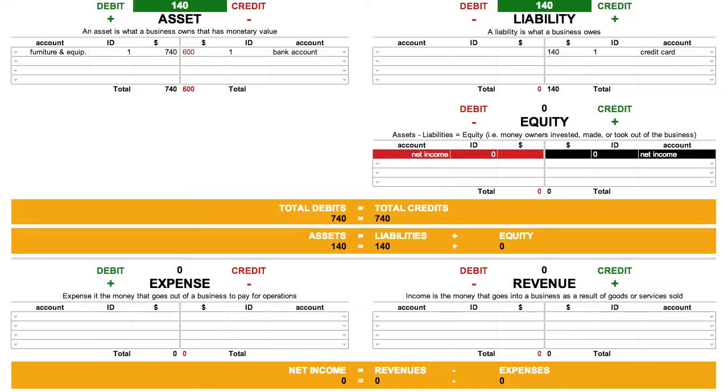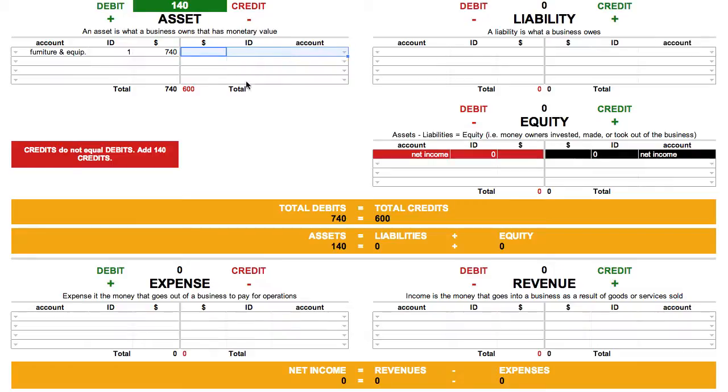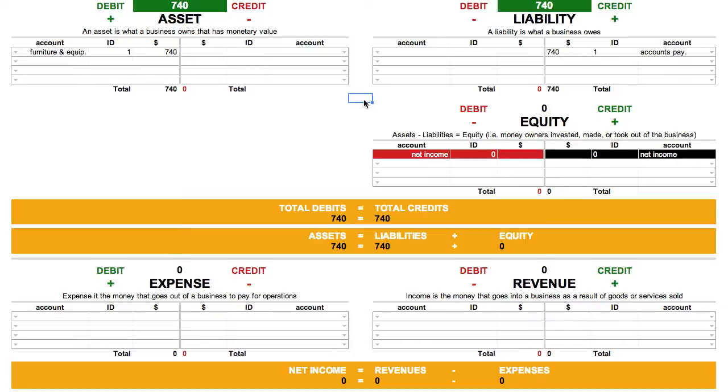So let's enter this as a bill. Like the previous entry, we debit furniture and equipment asset account, choose an ID of 1, and enter in an amount of $740. What's different is that since this is a bill, we credit the accounts payable account. So let's delete these two other entries. And then we choose the accounts payable account, enter in an ID of 1, and the amount of $740. Now, we just have to pay off the bill.